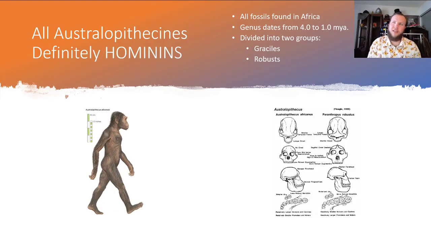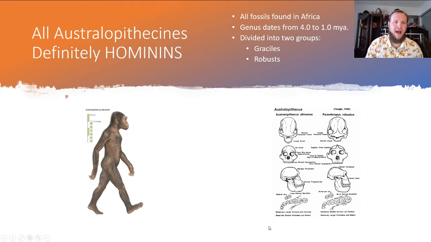So they're definitely hominins. All fossils are found in Africa, and they date from 4 to 1 million years ago. So we have two different types, gracile and robust. And here's a breakdown. This will be good for your study material, and I'll post more stuff in a couple weeks, or next week.